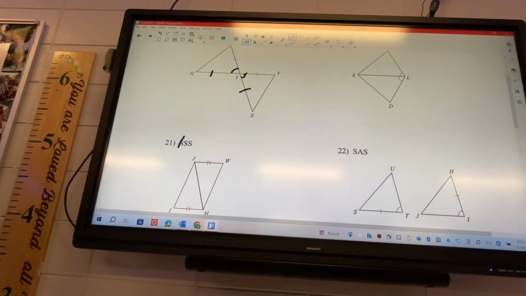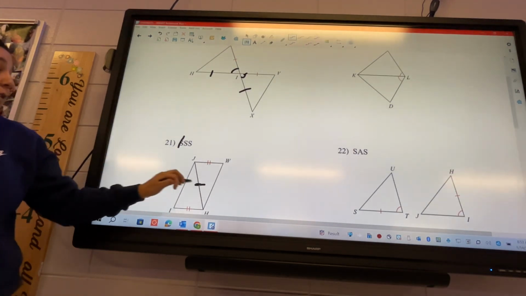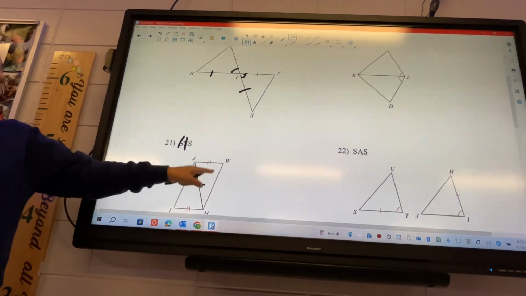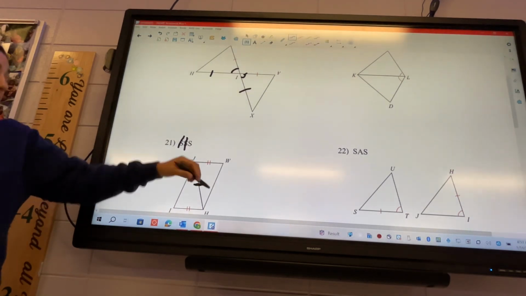Where can I mark? They're touching. So am I going to mark a side or an angle? The side in the middle. So right here. Okay. So that gets another side. So if this one is 1 and this is 2, what's this one going to be? A 3.